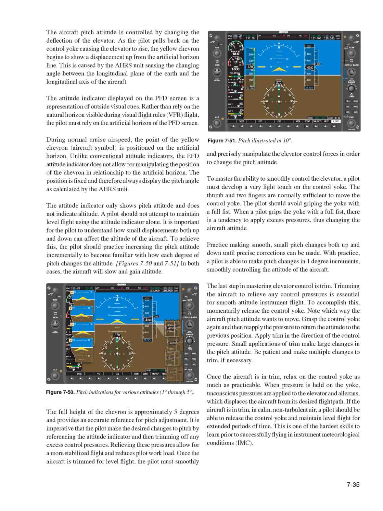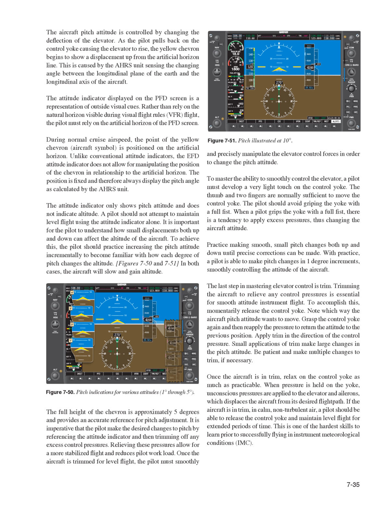To master the ability to smoothly control the elevator, a pilot must develop a very light touch on the control yoke. The thumb and 2 fingers are normally sufficient to move the control yoke. The pilot should avoid gripping the yoke with a full fist. When a pilot grips the yoke with a full fist, there is a tendency to apply excess pressures, thus changing the aircraft attitude. Practice making smooth, small pitch changes both up and down until precise corrections can be made.